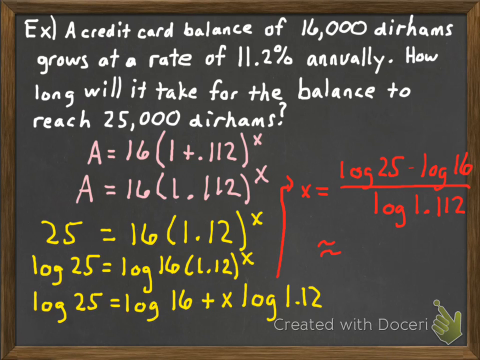By the way, I realize that I've been leaving out a 1 from this 1.112 over here. So these should all be 1.112s, right? Because it was 11.2%. That's what we wrote right here. My mistake there.